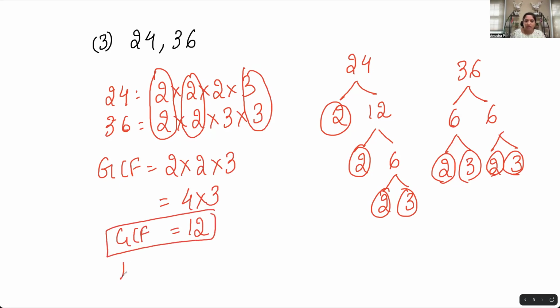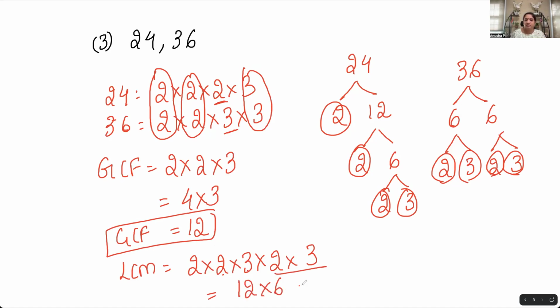But for the same question, if you want to find the least common multiple, we will write the common factors once, and then we also will write the remaining numbers. The remaining numbers which are not circled are 2 and 3. So 2 times 2 is 4, 4 times 3 is 12, 12 times 6 is 72. LCM will be 72. This is with the two numbers.